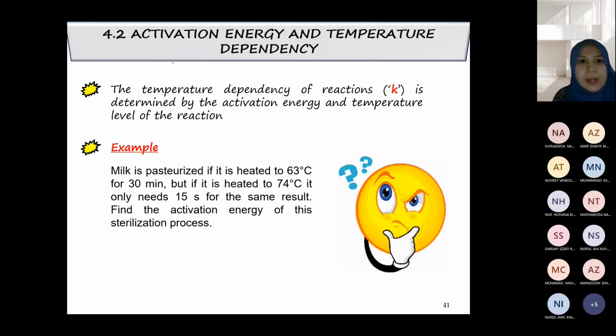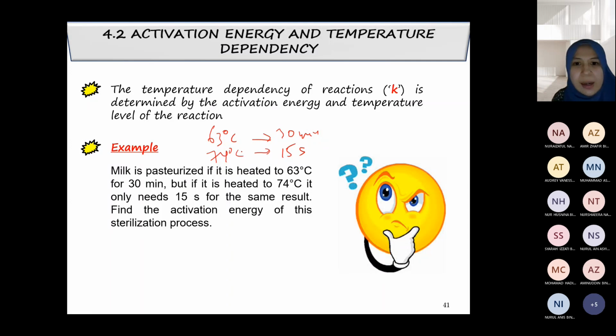So let us look at the question here. Example: the temperature dependency of reaction rate constant K is determined by the activation energy and temperature level of the reaction. Milk is pasteurized if it is heated to 63 degrees Celsius for 30 minutes. But if it is heated to 74 degrees Celsius, it only needs 50 seconds. Find the activation energy of this sterilization process.